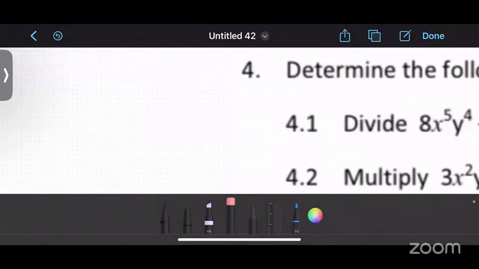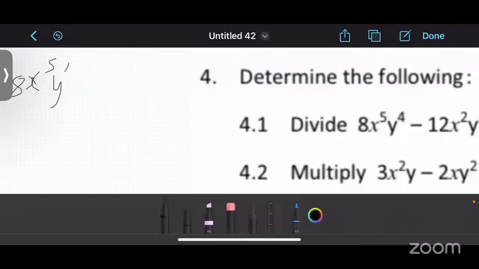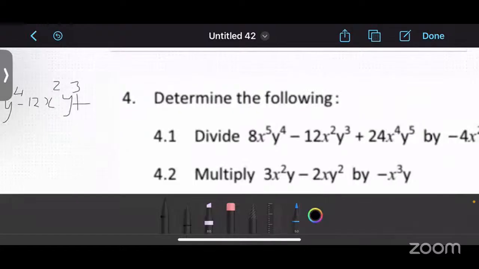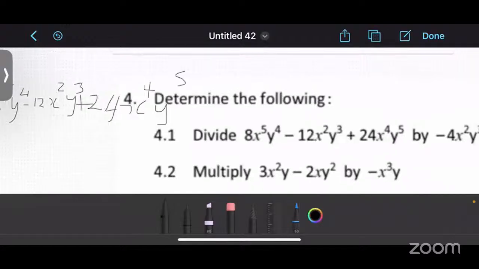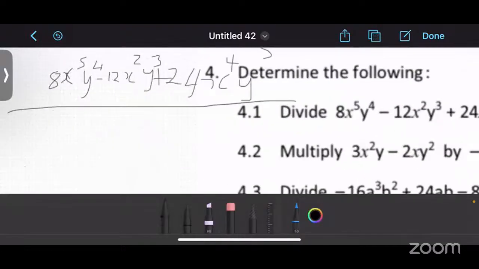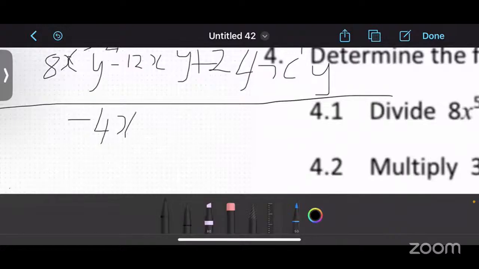8x to the power of 5, y to the power of 4, minus 12x squared, y cubed, plus 24x to the power of 4, y to the power of 5, and we divide everything over negative 4x squared, y cubed, like that.